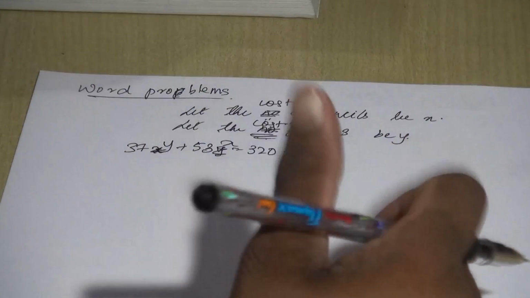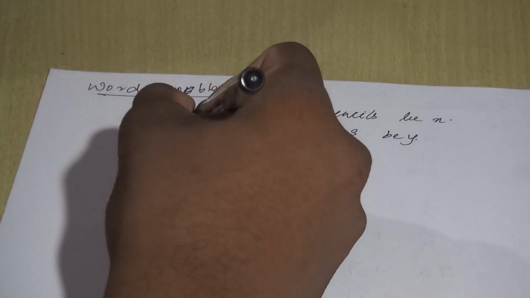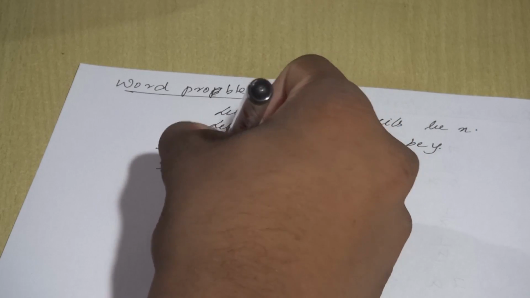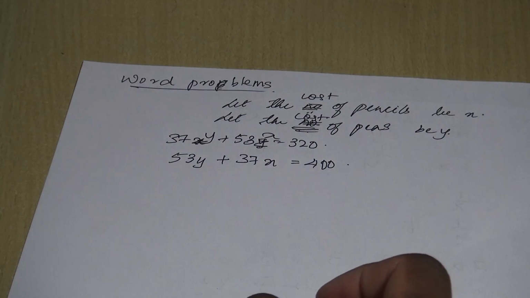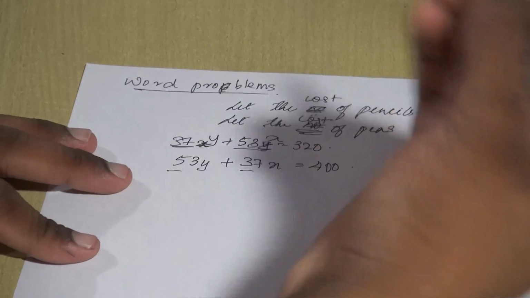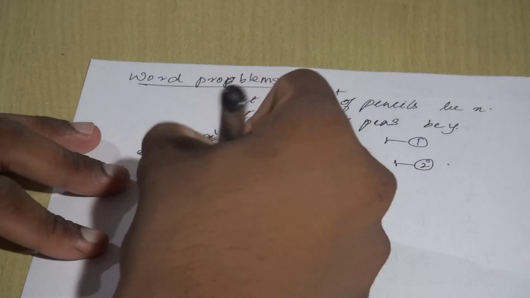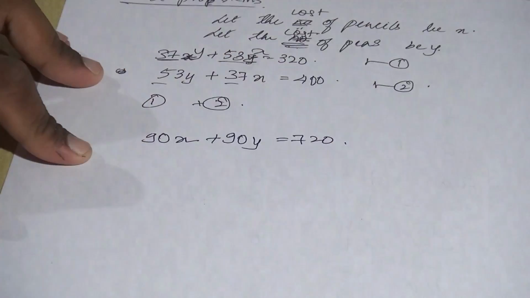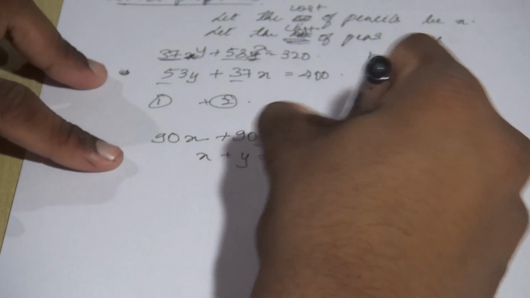Then 53 pens and 37 pencils together cost rupees 400. 53 pens, so 53y plus 37x is equal to 400. Since the coefficients are interchanged, if you add these two you can reduce them. So if you add, let this be equation 1, equation 2, adding 1 plus 2 you get 90x plus 90y is equal to 720. Now if you take 90 common from both, you get x plus y is equal to 8. So this will be our third equation.